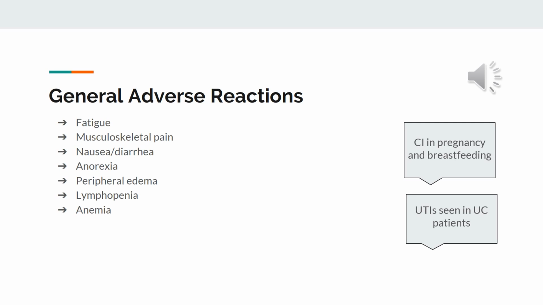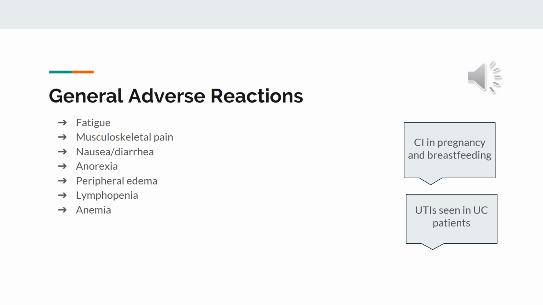There are also some general adverse reactions related to using avelumab. Those include fatigue, musculoskeletal pain, nausea and diarrhea, anorexia, peripheral edema, lymphopenia, and anemia. Most of those adverse reactions are going to be seen with most of our cancer treatment drugs just because of how they work in the body.